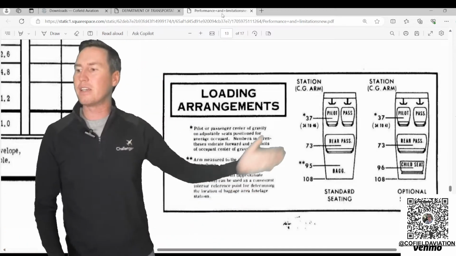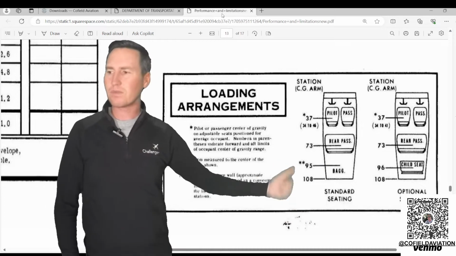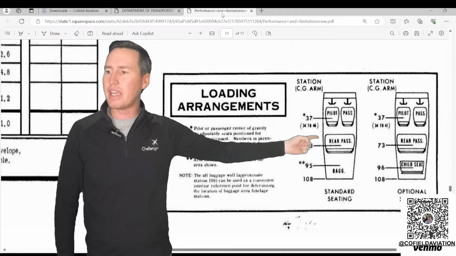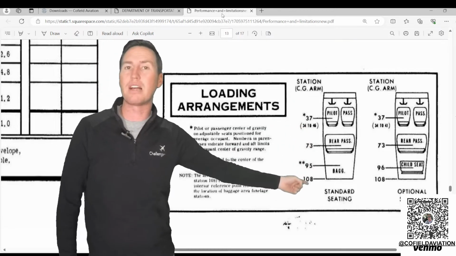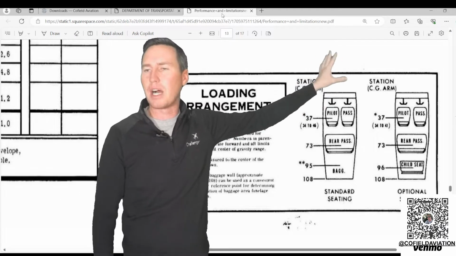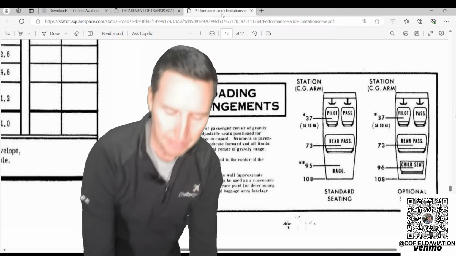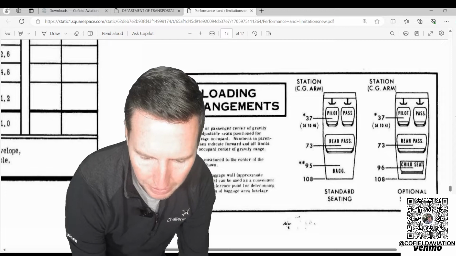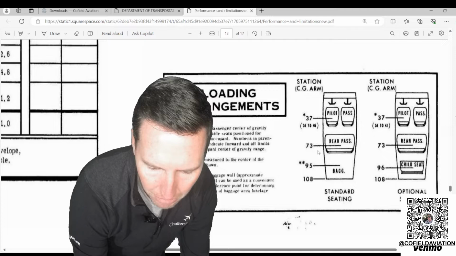So if you see here, it's pretty easy. ARM is just a measurement in inches after the datum point, okay? Everything after this datum point is in the positive inches. Everything forward of this, so anything engine-wise or oil or anything like that, is going to be negative numbers. Okay, so let's go to another term here, which is the term of moment.